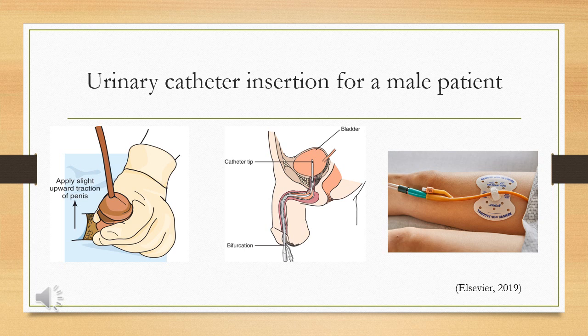For insertion, using your non-dominant hand, you will hold the penis up, applying slight upward traction. And you go ahead and insert the catheter until you see urine. Once you see urine, continue to advance all the way to the bifurcation. And then you will go ahead and inflate the balloon based off of the manufacturer's guidance.